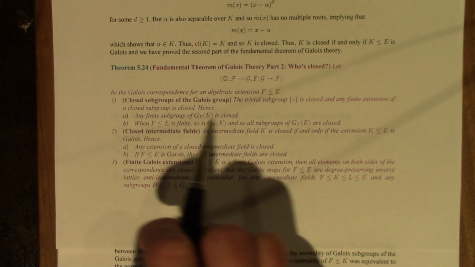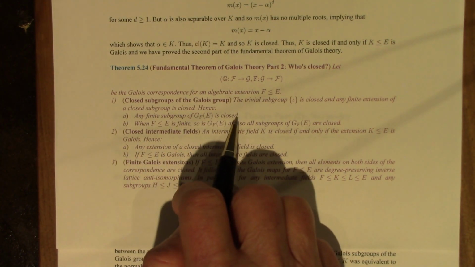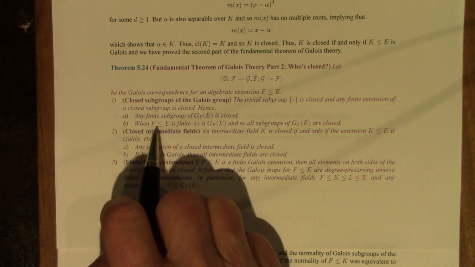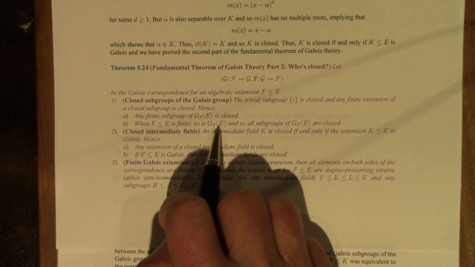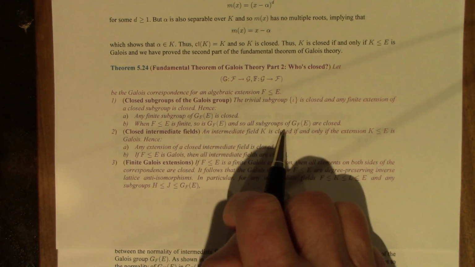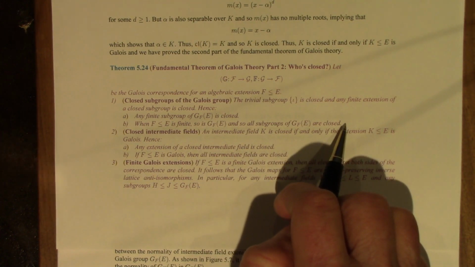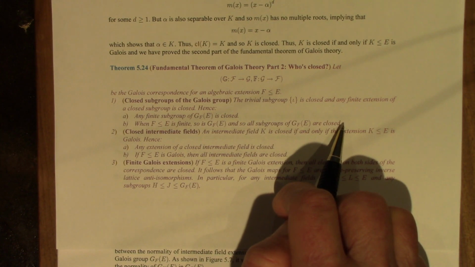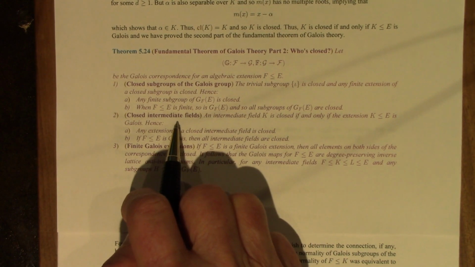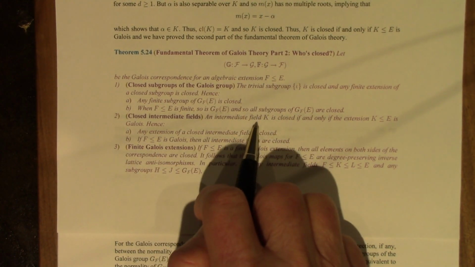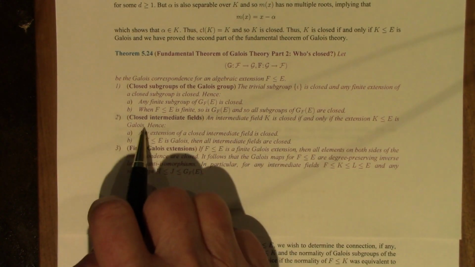So that has two implications. First of all, any finite subgroup of GFE is closed. So if the extension FE is finite, so is the Galois group, and therefore all subgroups of GFE are closed. On the group side, you might say it's completely closed. Every subgroup is closed. For intermediate fields, an intermediate field K is closed if and only if the extension KE is Galois.